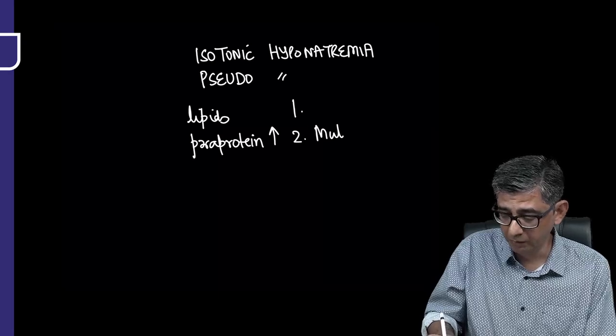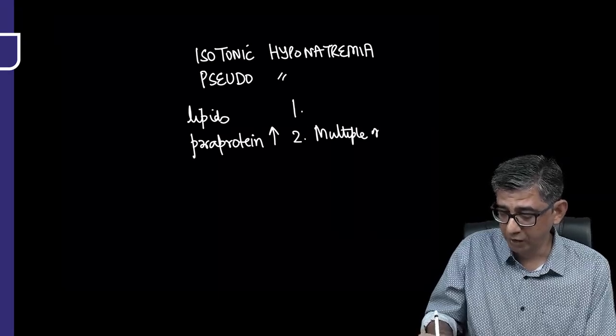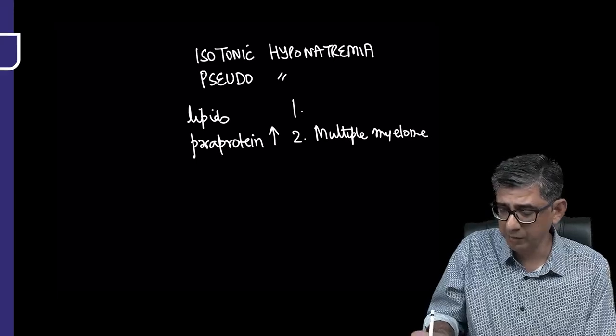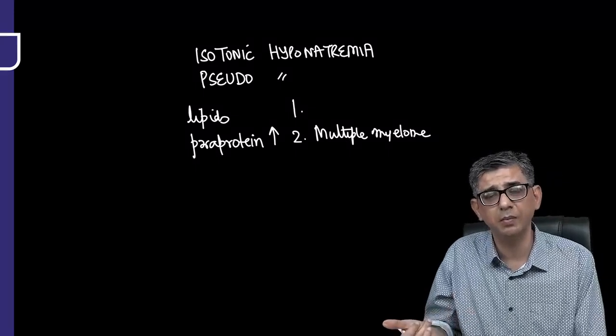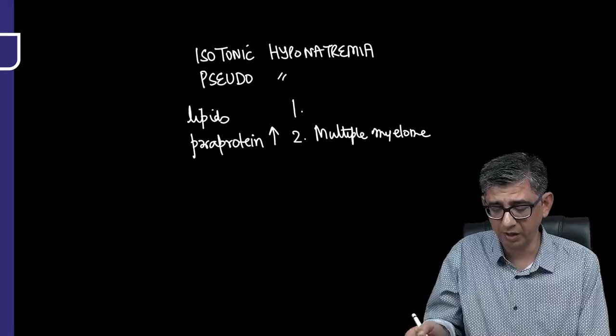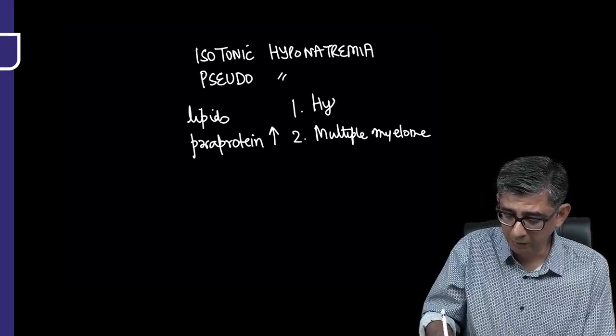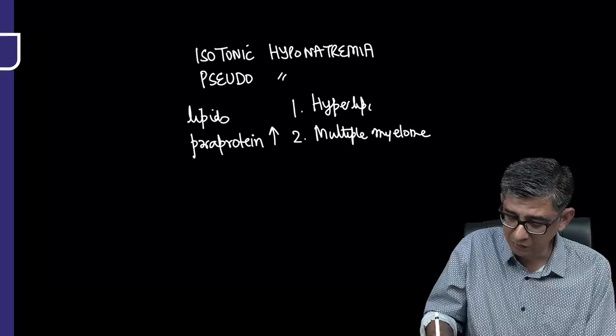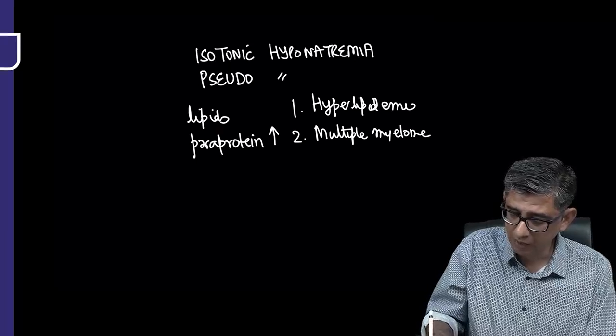Point number 2 here would be multiple myeloma, which you can remember by the mnemonic CRAB: hypercalcemia, renal failure, anemia, and bony lytic lesions present, and then you need to do a bone marrow biopsy in the patient for diagnosis. And then there would be hyperlipidemia. These are two important reasons why the person would have an isotonic hyponatremia.